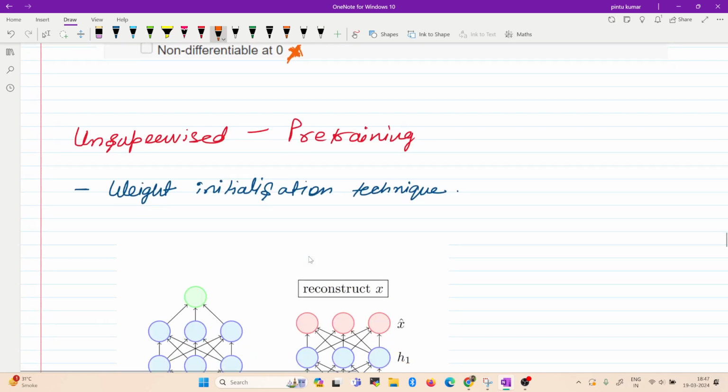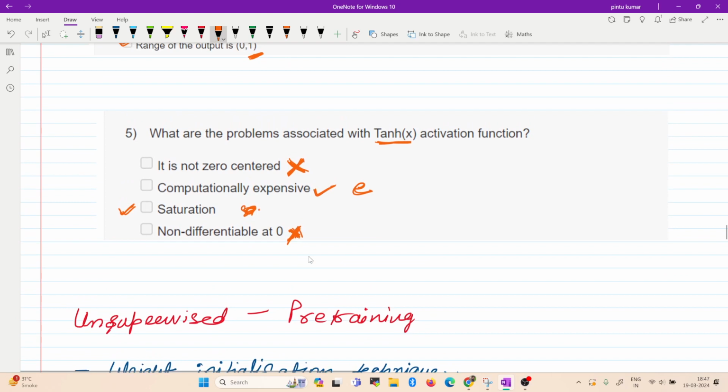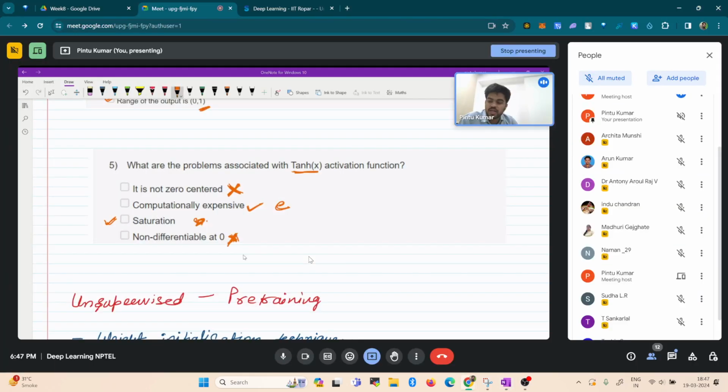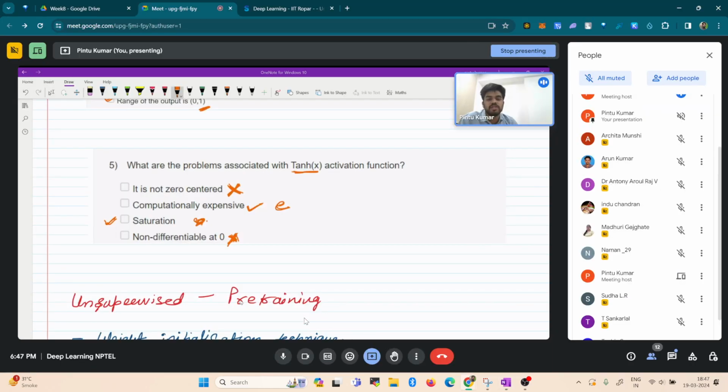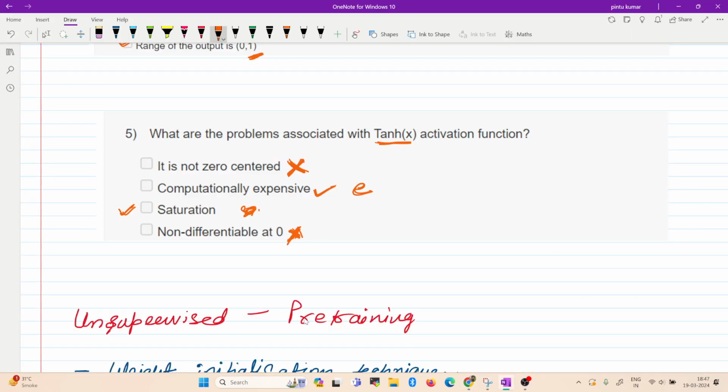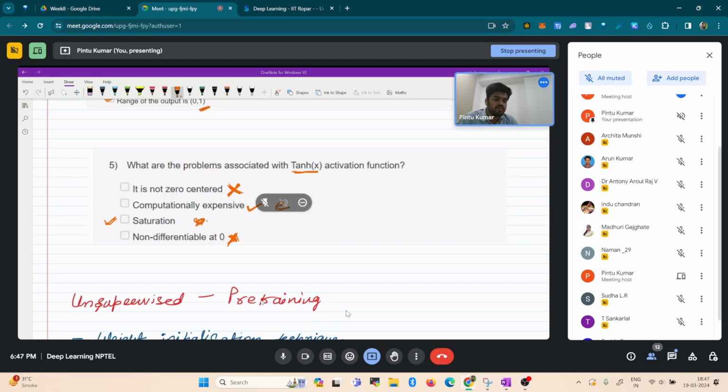Okay, so what we can do is take a 3-4 minute break, and then we'll go to unsupervised pre-training and other topics like batch normalization. We'll start again at, let's say, 6:50. So we'll take a 2-3 minute break.